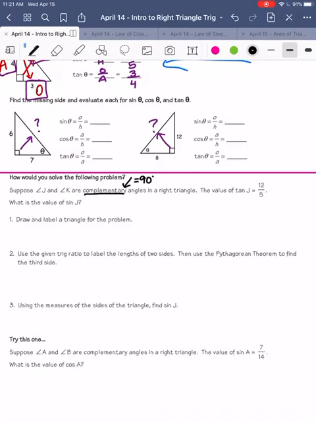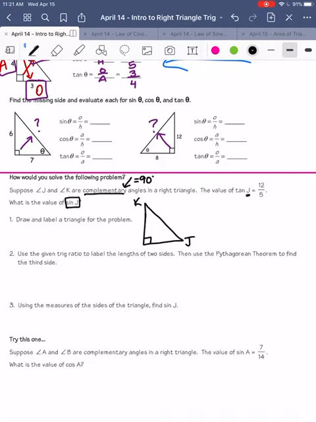The value of tangent of J, and it's important that we're talking about J, is 12 over 5. What is the value of sine of J? All right, so this is what we're looking for. Step one says, draw and label a triangle for the problem. Now you guys, I'm a creature of habit. My right triangles are going to look like this every single time. And it says J and K are complementary, so they're the ones that are not the right angle.